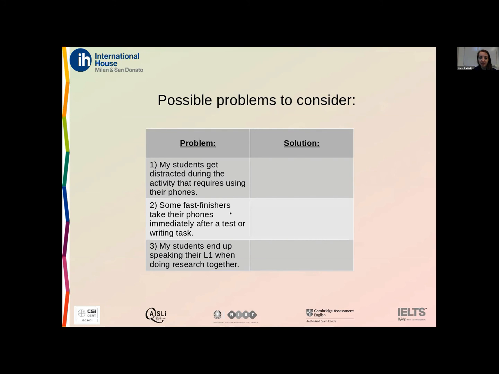How do we deal with fast finishers? What if they take their phones immediately after a test or writing task? Not particularly for this activity, but in general, I'm pretty sure that this has happened to you at least once in your teaching experience. How would you deal with that? And what if your students end up speaking their first language when doing research together? I'd like you to type your possible solutions in the chat. Let's see what ideas we can have. Time limit, yes, thank you.